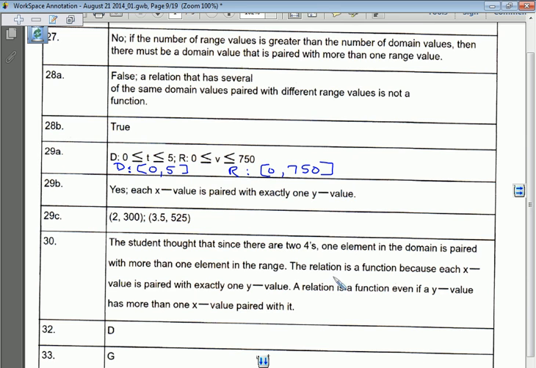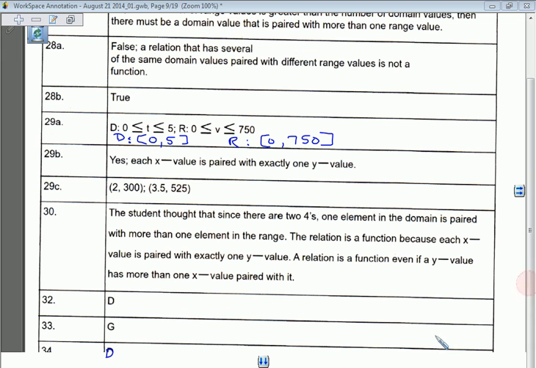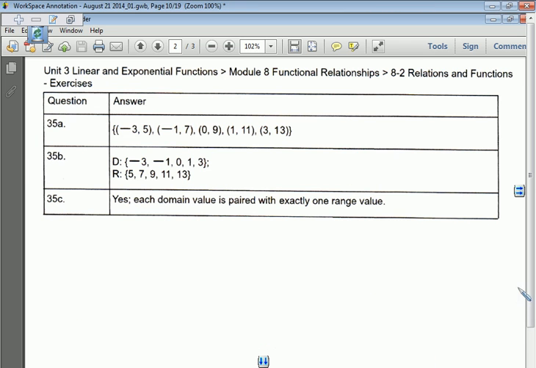On this one, the relation is a function because each x is paired with exactly one y. And then it's D, G, D. We good? Alright. And then we have this nice set for 35a. We pick off the independent, or the x values, and that gives us our domain. We pick off the y and that gives us our range. And yes, each value in the domain is paired with exactly one in the range. So yes, it is a function.